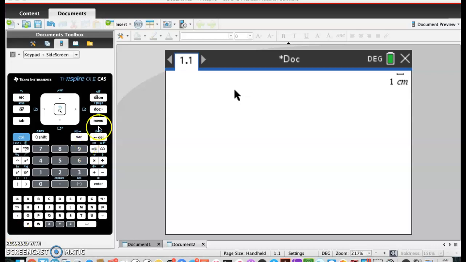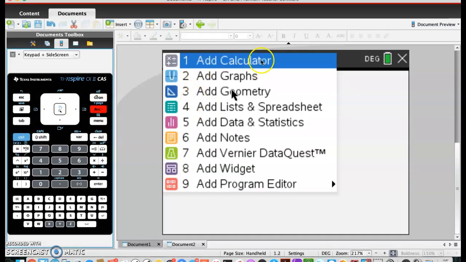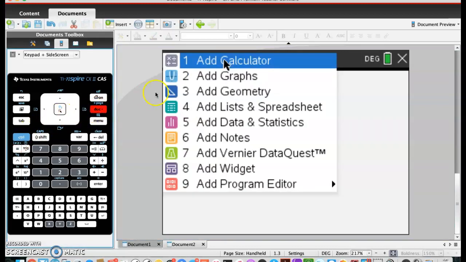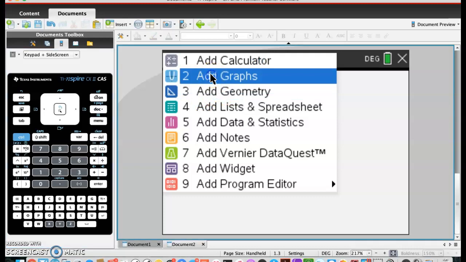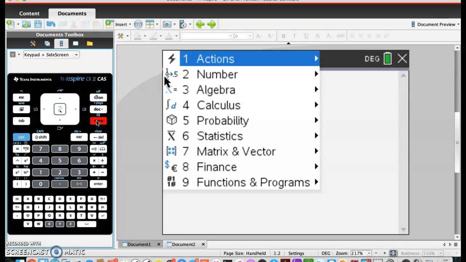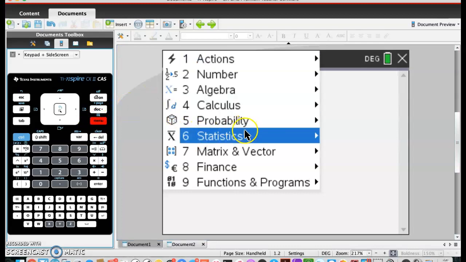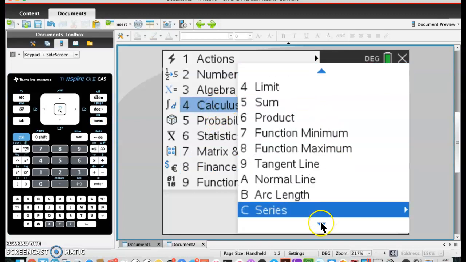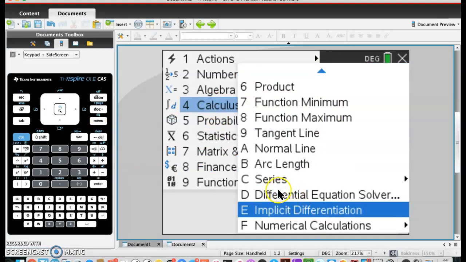So I'm going to have this document open. If you have your calculator, you can follow along. If not, don't worry. I'm going to hit Control plus page, and I'm going to add a calculator page. I'm also going to hit Control plus page and add a graph page. So back on the calculator page, I'm going to go to the differential equation solver. It's under Menu, and it is under Calculus, and it's all the way down here on differential equation solver.